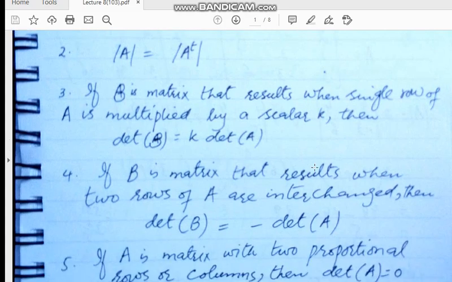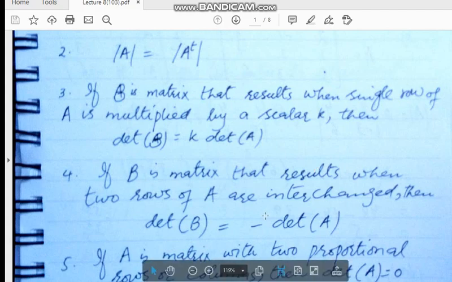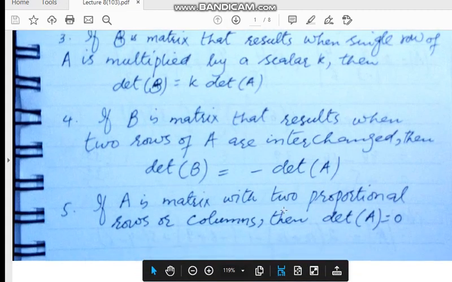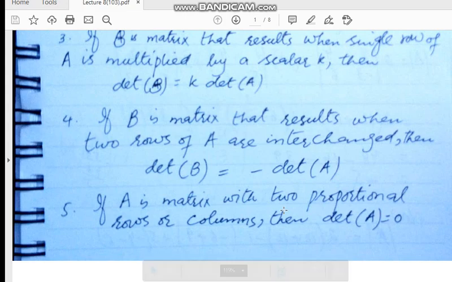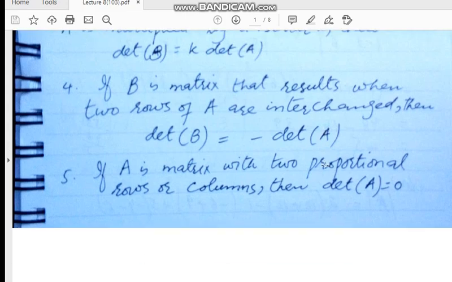The fourth property is if we interchange two rows or interchange two columns, then the determinant will be equal to the negative of the determinant of A. And the fifth property is if any row or column is a scalar multiple of any other row, then its determinant will be equal to 0.